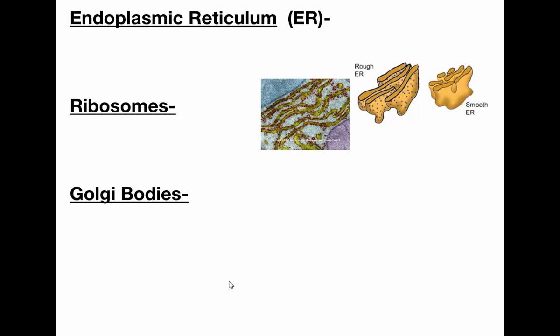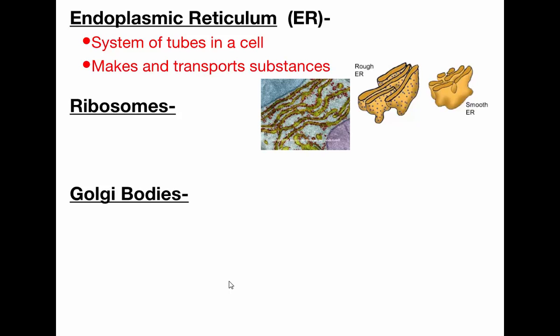Here's a big word for you. You can impress your parents when you tell them what you learned today. The endoplasmic reticulum. Often we abbreviate that as ER, endoplasmic reticulum. It's a series of kind of tubes that runs through the cell. And the job of the ER is to make substances and transport them from place to place.